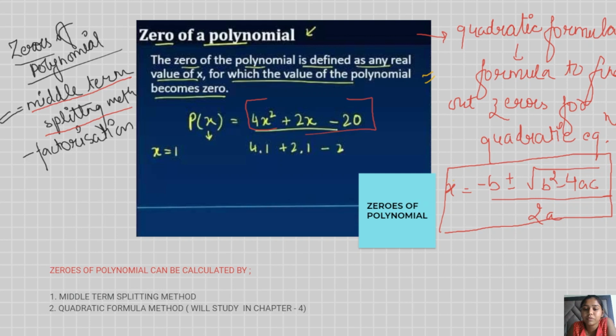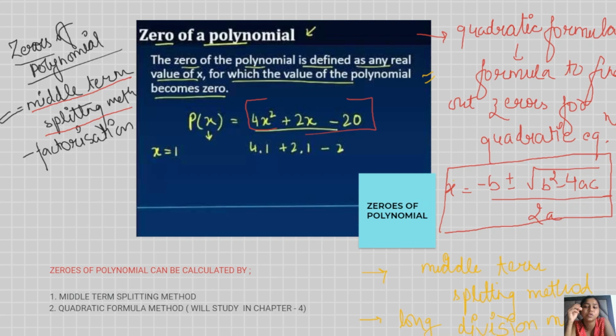The first method is the middle term splitting method itself. This method never changes. It is like an all in one method. You will always be able to solve the problems using this one. And the second one is the long division method. This chapter also includes another topic known as the division algorithm, where you will study how to find the zeros of polynomial using division.